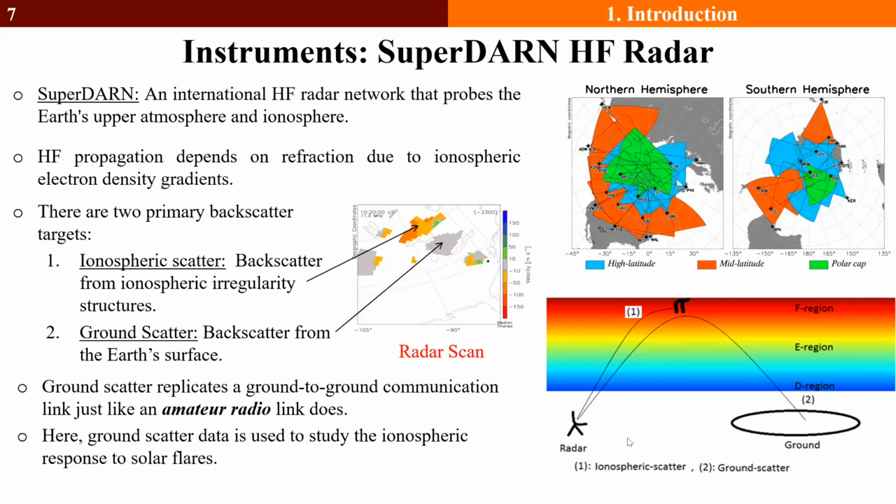The lower corner figure is an illustration of how these two backscatter signals are formed. Here is the radar, and here are the ground and ionosphere. The ray passes through all three layers of the ionosphere and reflects from the F region irregularities and creates the ionospheric scatter.